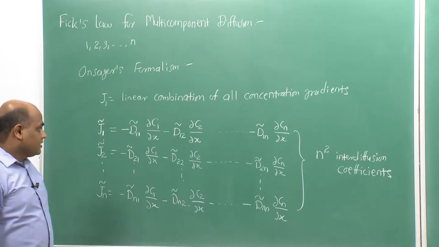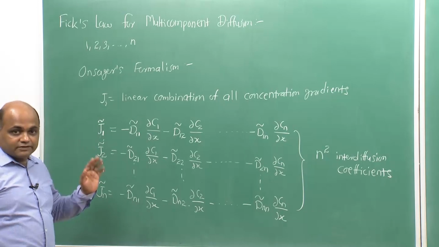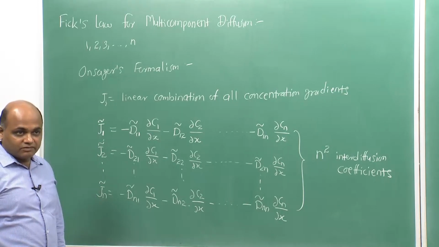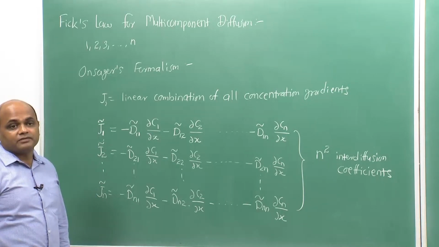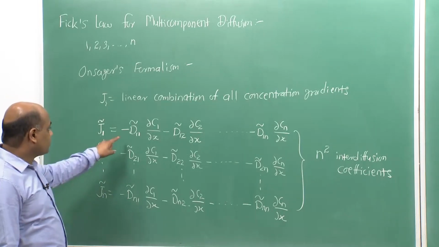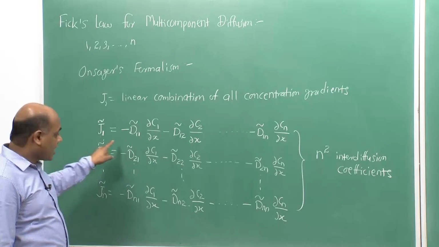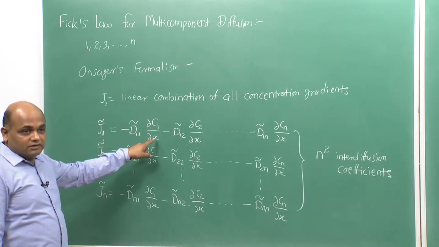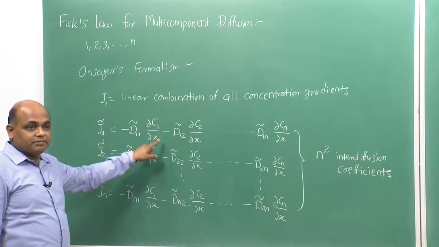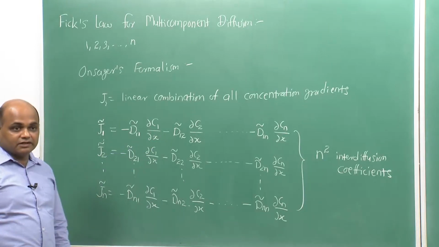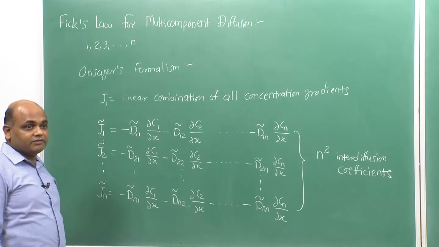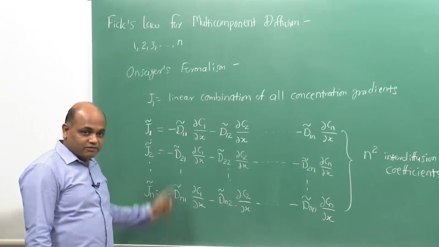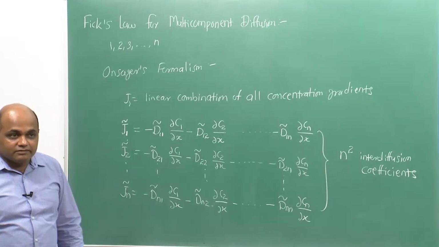Okay. But all of them are not independent. Why? Because there are constraints on both the concentration gradients and the fluxes, which means not all concentration gradients are independent. Similarly, not all fluxes are independent, provided we use the right frame of reference, right.